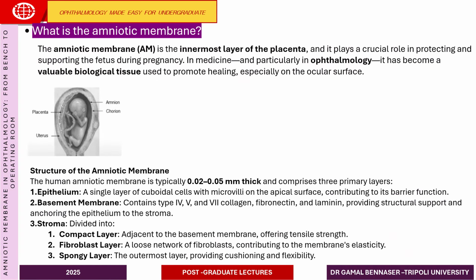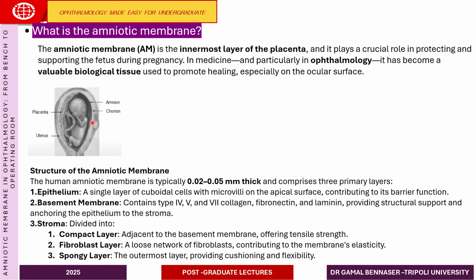What's the amniotic membrane? The amniotic membrane, as you know, is the innermost component of the placenta that's facing the baby. The outer part is known as the chorion, and the inner part is the amnion. This amnion forms the innermost part facing the baby, that's protecting the baby, and contains most of the important biological growth factors that support the baby. That's why in ophthalmology we are more interested in this layer.